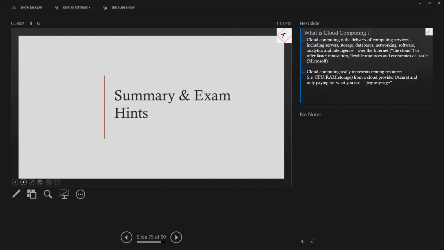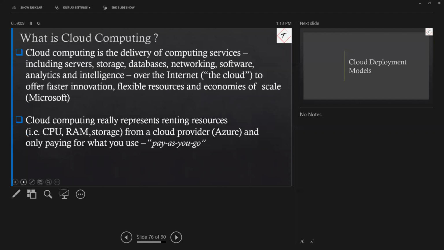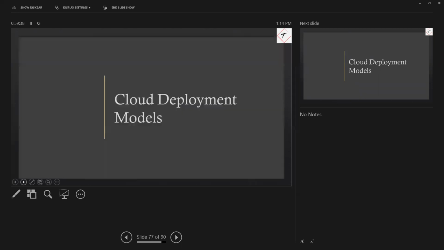Okay, so those were the key concepts. Let us quickly run through the summary. What is cloud computing? Cloud computing is the delivery of computing services, including servers, storage, databases, networking, analytics, and intelligence over the internet. It is more flexible, it is faster, and there is an economy of scale. Cloud computing really represents renting of services. You just pay for the resources you use, and that is known as the pay as you go model.